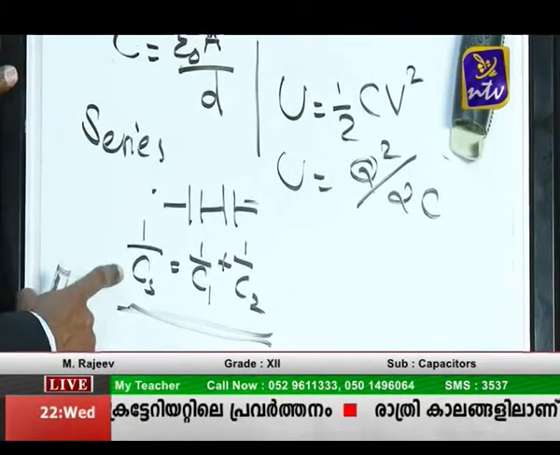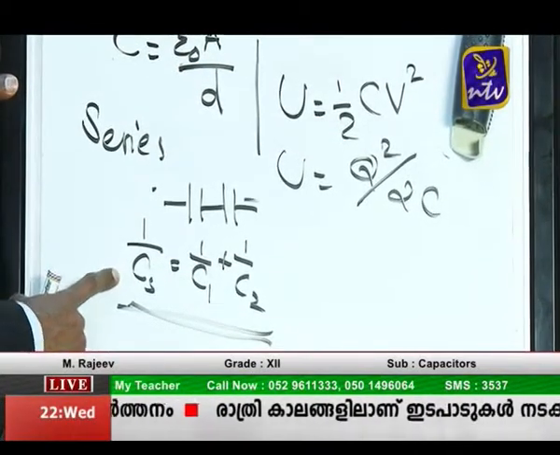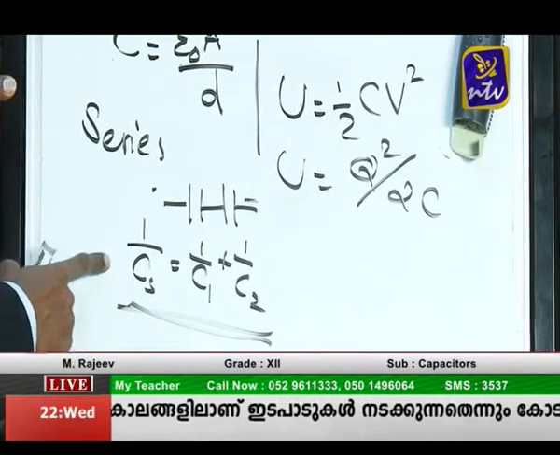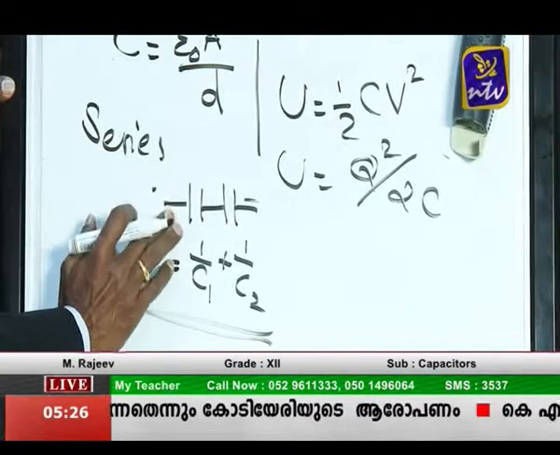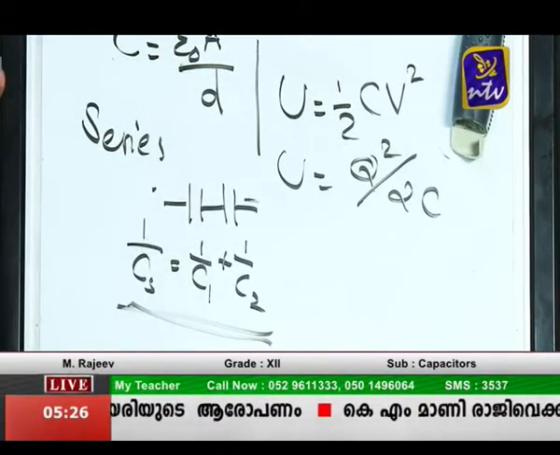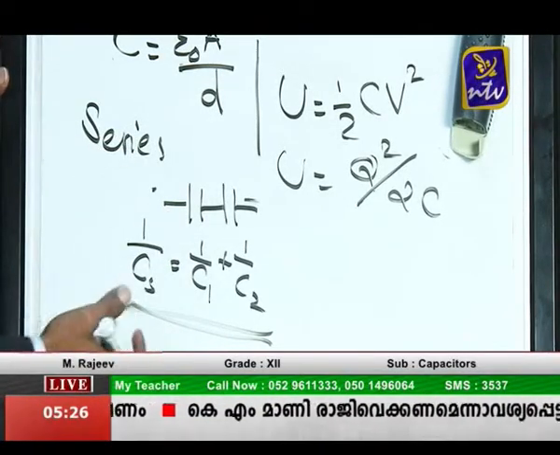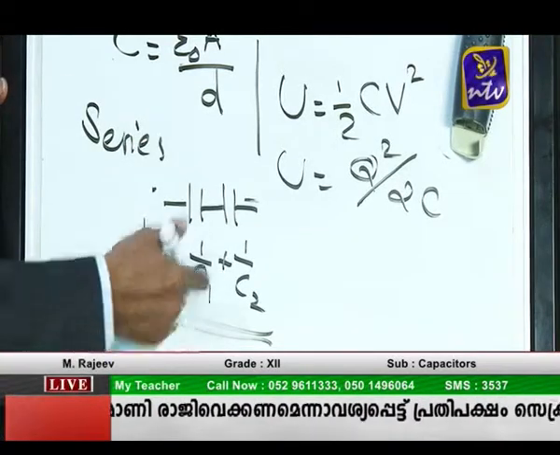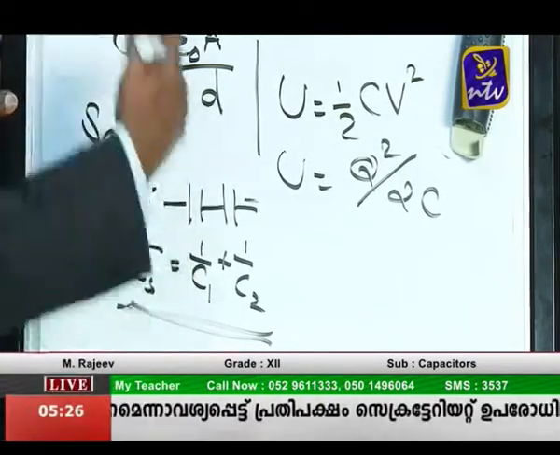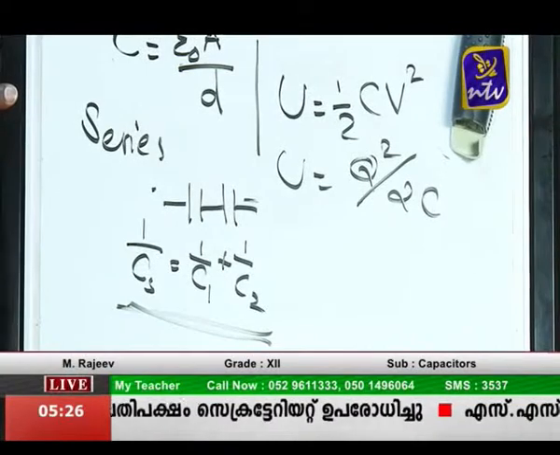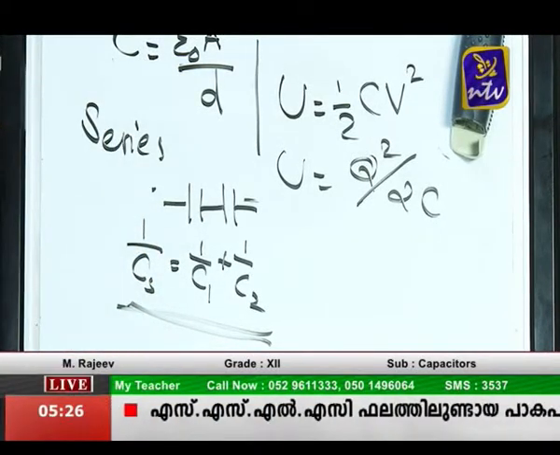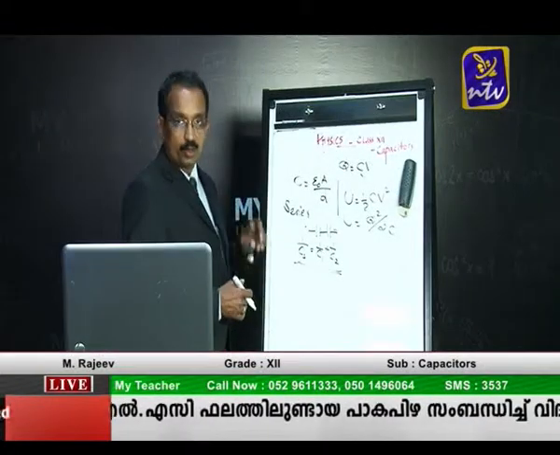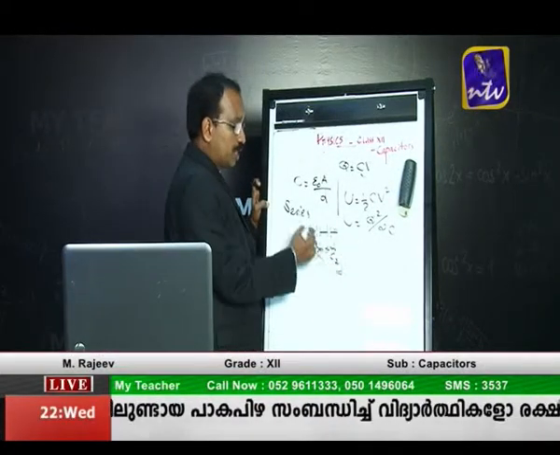So this is the point where you have to be very careful, because usually what you will write is the effective capacitance is equal to 1 by C1 plus 1 by C2. That is wrong. What you should say is 1 by effective capacitance is the sum of the reciprocals of the individual capacitances. So you calculate 1 by C1 plus 1 by C2, and at the end you have to take the reciprocal as well, right? That's about series connection.